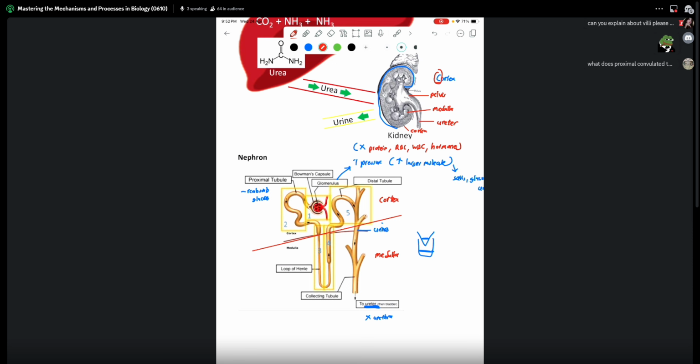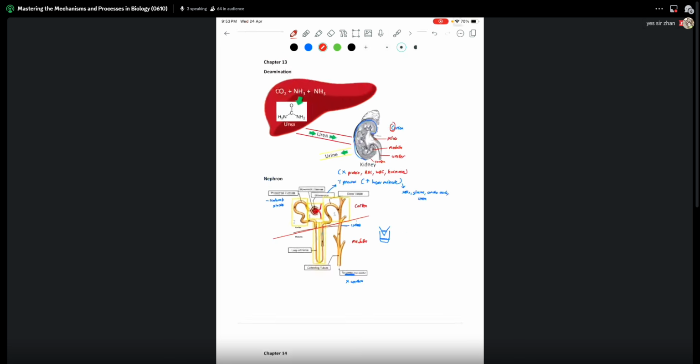Do you understand this now? The proximal convoluted tubule reabsorbs the glucose by selective reabsorption. Glucose, amino acids, and water are all also reabsorbed. Any questions before we move on?